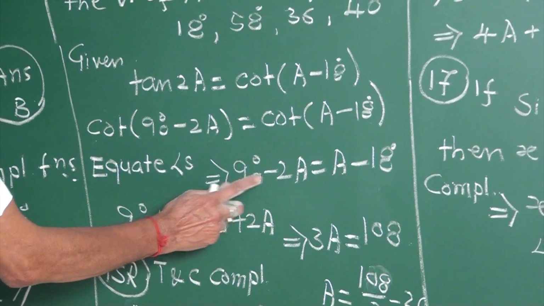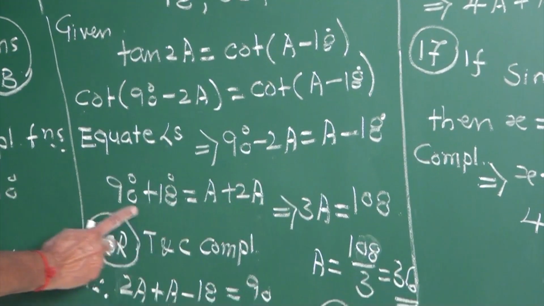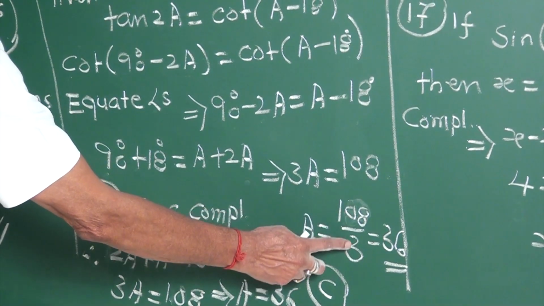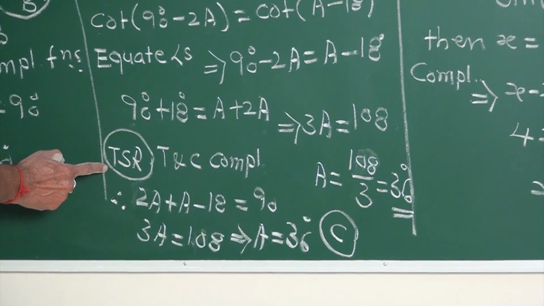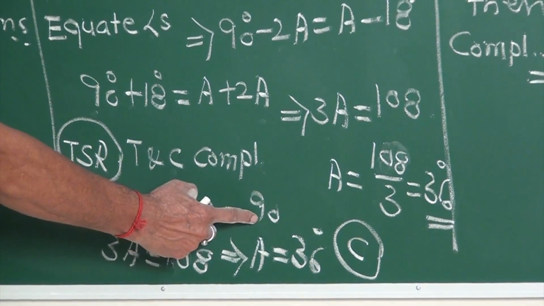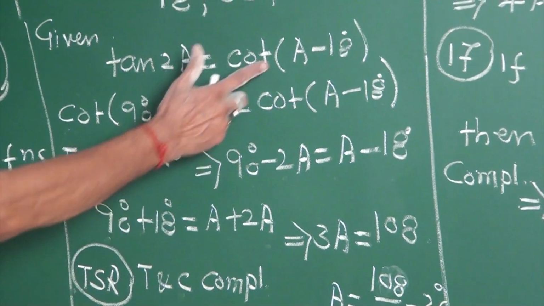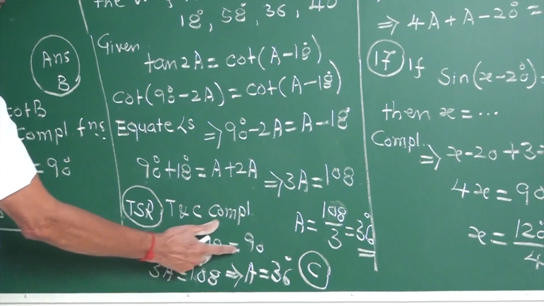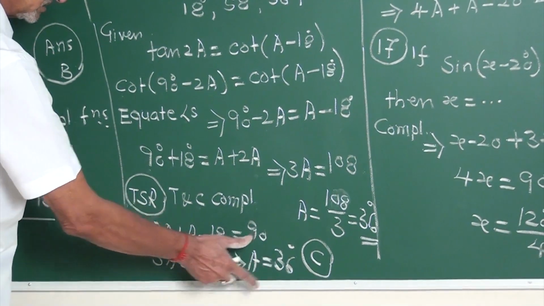Simplify it. 90 plus 18 equal to A plus 2A. So 3A is 108. The value of A is 108 upon 3, which is 36 degrees. This is TSR. Tan and cot complementary, sum is 90 degrees. First angle 2A plus second angle A minus 18 equal to 90. 3A is 90 plus 18, which is 108. So the value of A is 36.